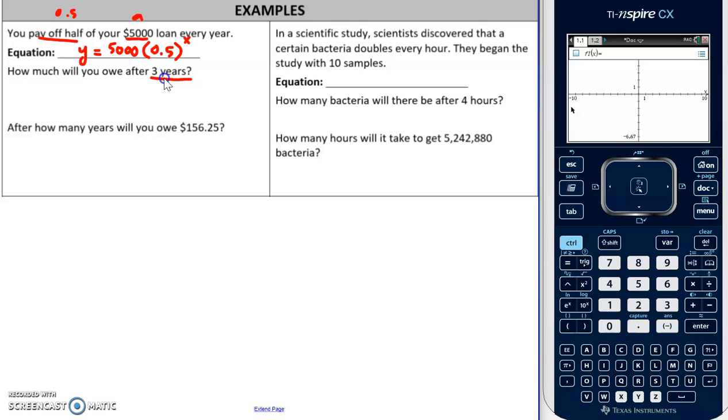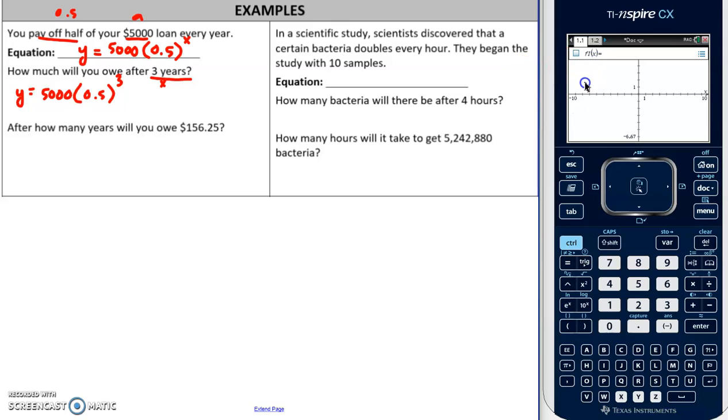There's my equation. Sweet. All right, question says, how much will you owe after 3 years? Okay, so is this x or y? Remember, we talked about x is always our time, y is always our total. So we want our x value to be 3. So I'm going to write my equation with that substituted in. So this is y equals 5,000 times 0.5 to the third power, because I want 3 years.